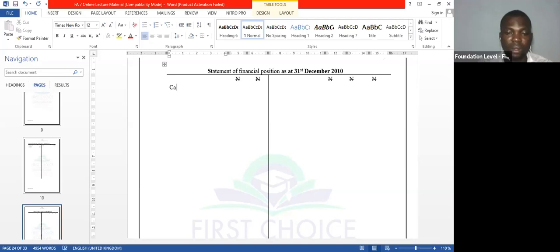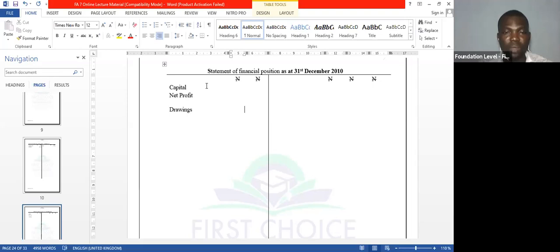After our capital, we have net profit or loss, depending on the one that is given to us. Then after that, we have our drawings, so we can put our drawings there. What is the figure for our drawings? The figure for our drawings from the trial balance is 14,100. But based on the additional information, there was 1,200 that has not been counted.